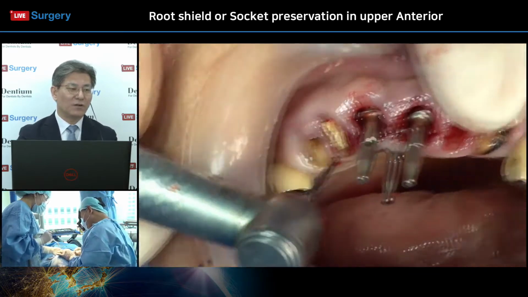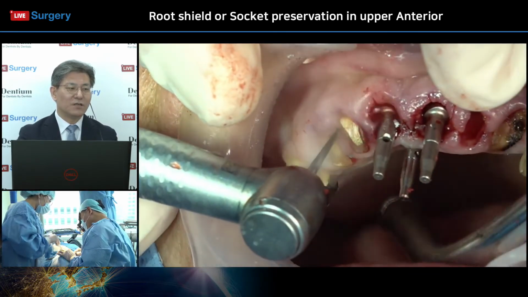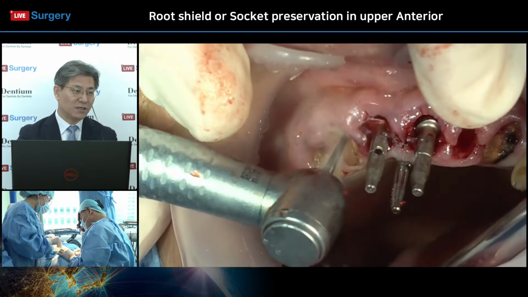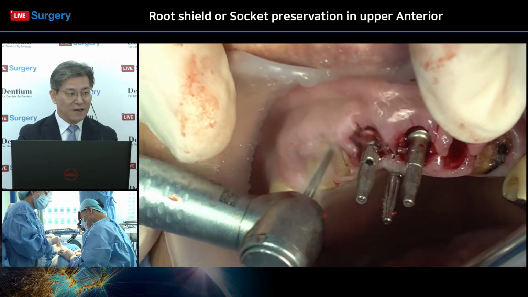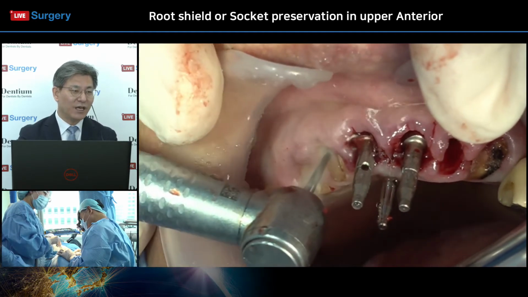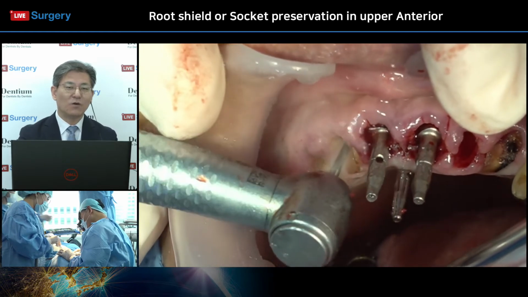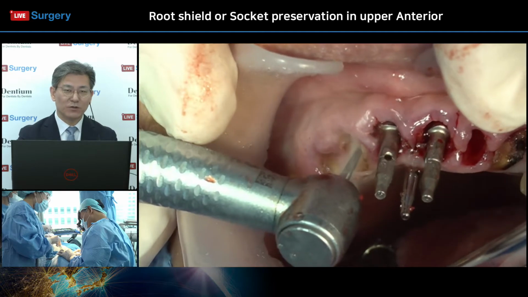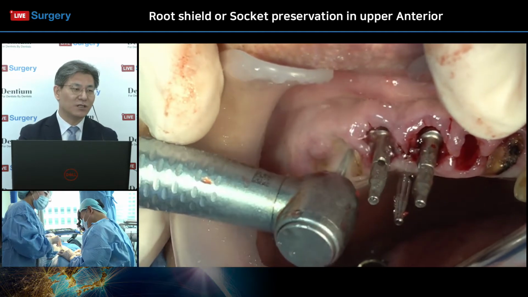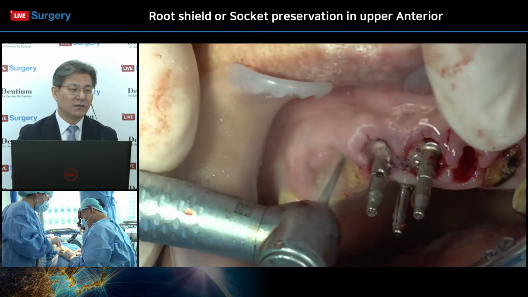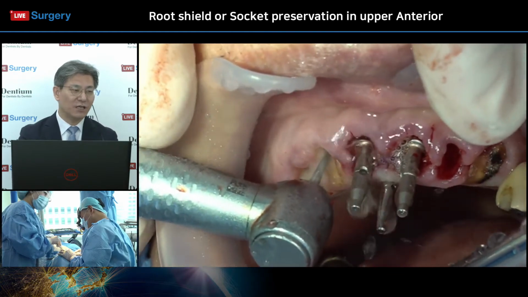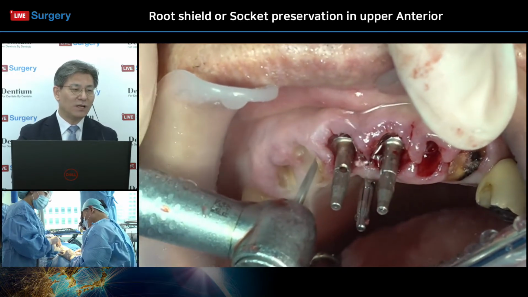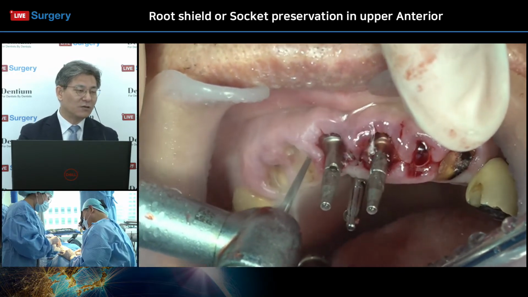Because, as I mentioned before, among the considering factors for the socket shield technique indication, first is immobility. No mobility of the remnant of the tooth is an essential considering factor when you apply the socket shield technique. So for number 22, extract the whole remnant of the tooth root. Now the number 12 area.